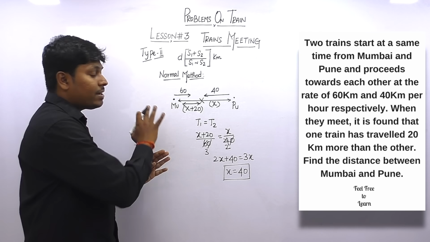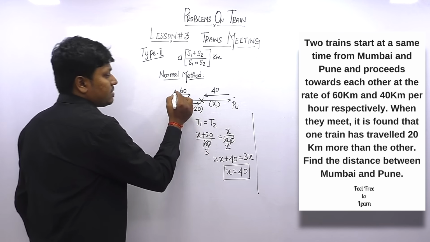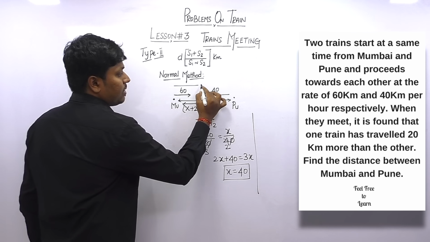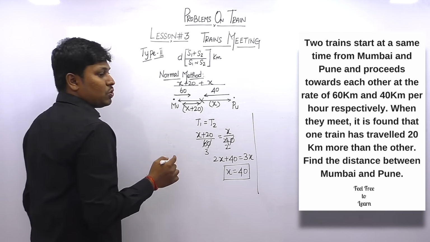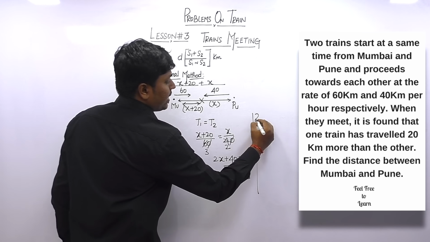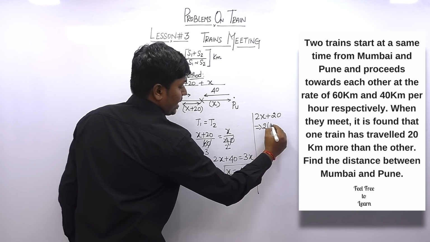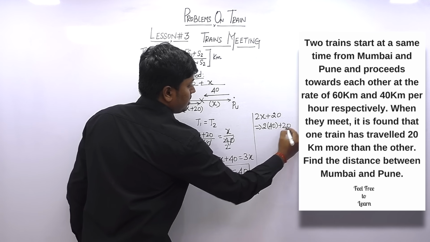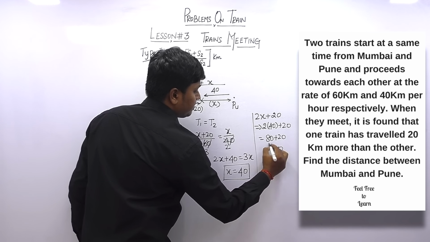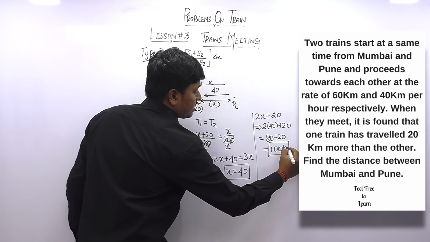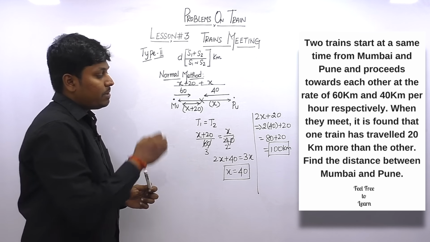But our target is to get the total distance between Mumbai and Pune, right? So for the total distance, we have x plus 20 here and another x here. So x plus 20 plus x, that is 2x plus 20. So 2x plus 20 will be the total distance from Mumbai to Pune. So 2 into x will be 40, plus 20. So the total distance will be 80 plus 20 is equal to 100. So finally we can say the answer for this question, the total distance between Mumbai and Pune, will be 100 km.